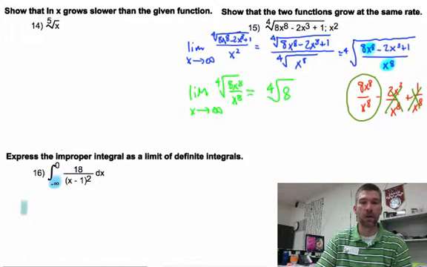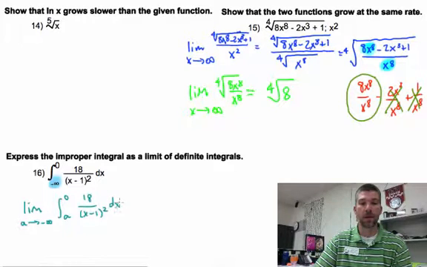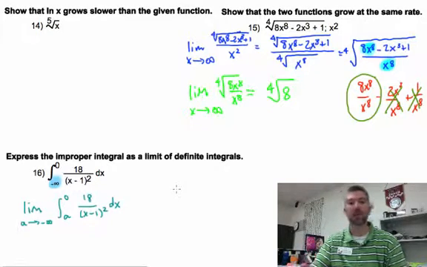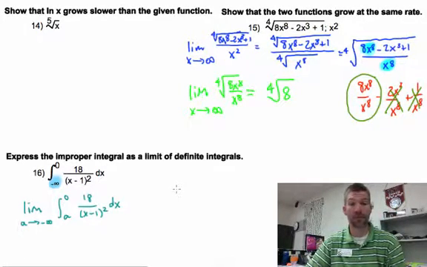The limit as some variable, in this case we can call it a or b or c or whatever, a, as a approaches negative infinity, of the integral from a to 0 of 18 over x minus 1 squared dx, is exactly how we would write this, from an improper integral to a definite integral with the limit. And that's really all there is to it. We would evaluate this, but we're not asked to on this problem.